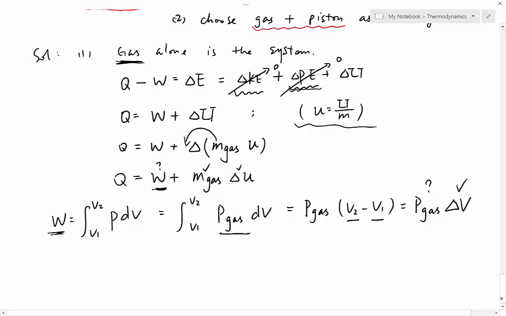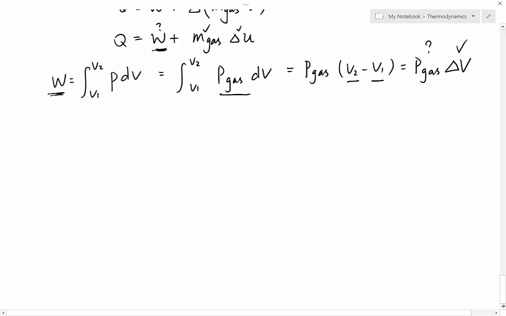Okay, so next one is how do we find pressure of the gas? To find pressure of the gas, we have to perform a balance of forces on the piston. So now we take the piston alone out of our system and take a look at it. How many forces can you think of that are acting on the piston? First of all, gravity. How do you write gravity? Mass of the piston multiplied by g. That's gravity going downwards. So the first force is gravity.